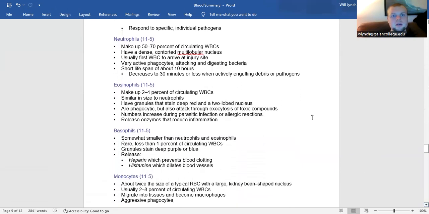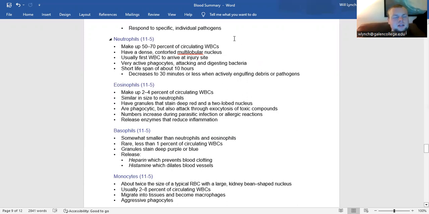So our types. Start out with the innate immune response. We see neutrophils. Neutrophils are going to constitute the most of our white blood cells. So they constitute 50 to 70% of the total circulating white blood cells that we have. They usually have a multilobular nucleus, which means 2 or more lobes. They're usually the first white blood cell on the site, so they're the initial responder or the first responder of the white blood cells. They're phagocytic, as we mentioned previously, so they are able to engulf and digest bacteria.